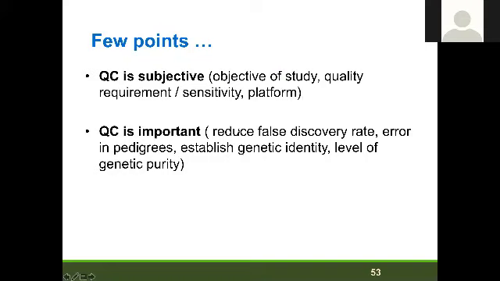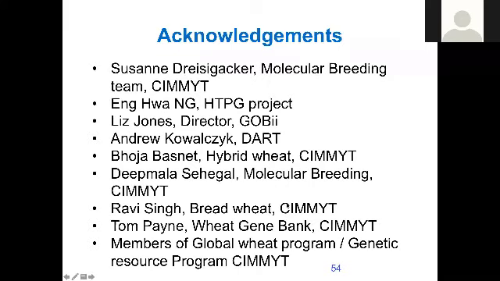So before concluding, two important points. QC is subjective, and it depends upon the study, quality requirement, platform, and so on. But QC is important because it's related to the false discovery rate, errors in pedigree, establishing genetic identity, a level of genetic purity, etc. So these two points are very important. So that concludes my discussion.